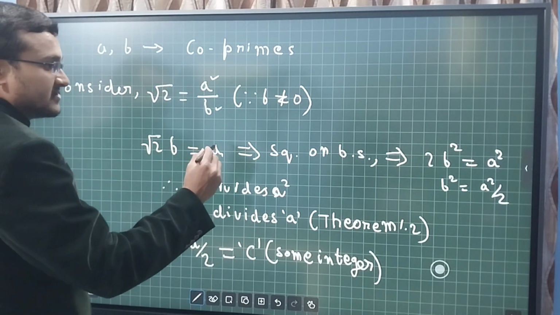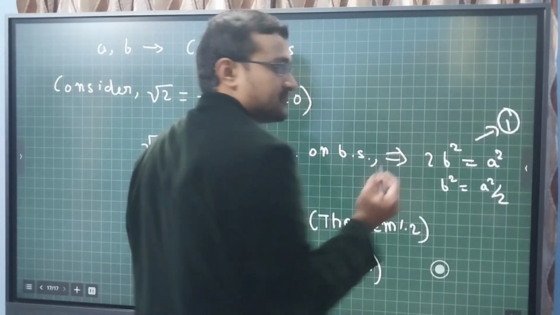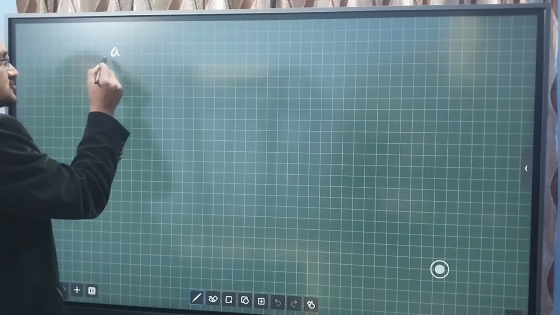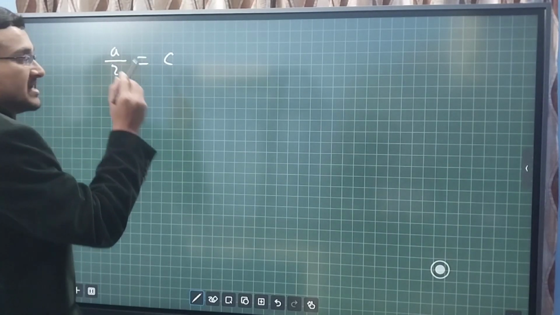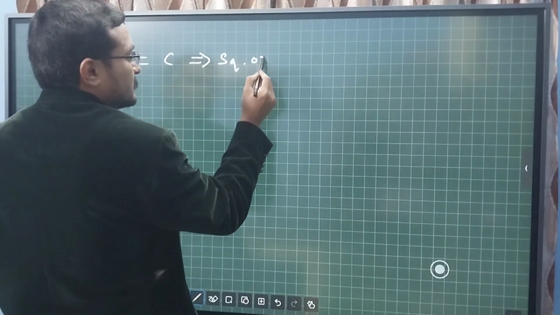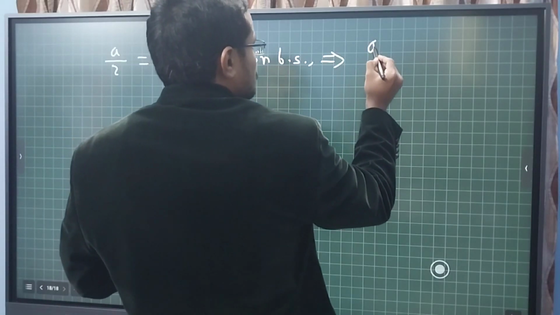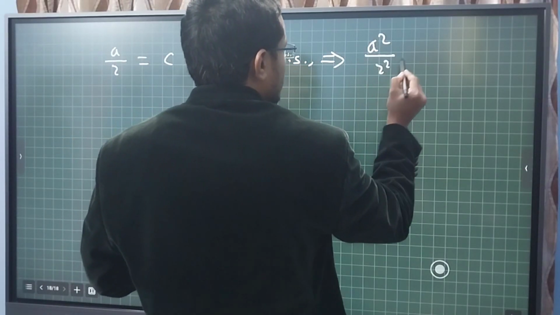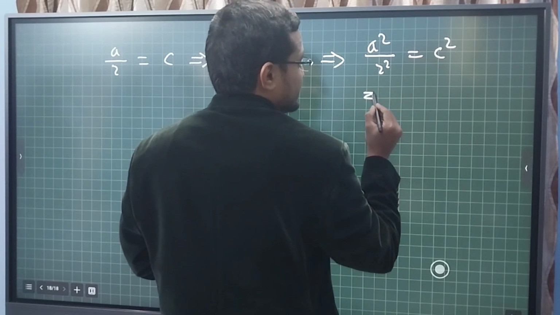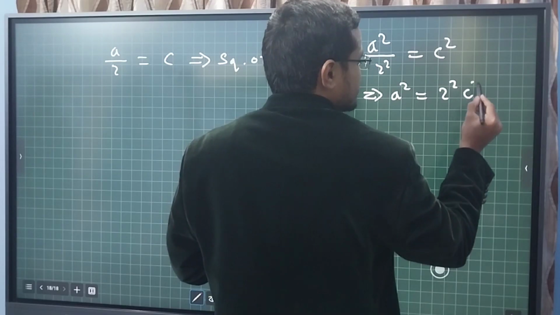So here, first we'll assume 2B square is equal to A square as equation 1. So now we have got A by 2 is equal to C. This I'll write in the next slide. So A by 2 is equal to C. Now you can square this on both sides. So squaring on both sides will give us A square by 2 square is equal to C square. So this you can write as A square is equal to 2 square C square.